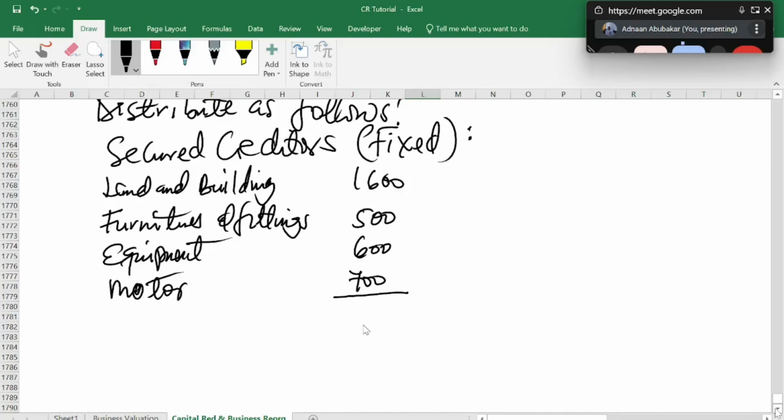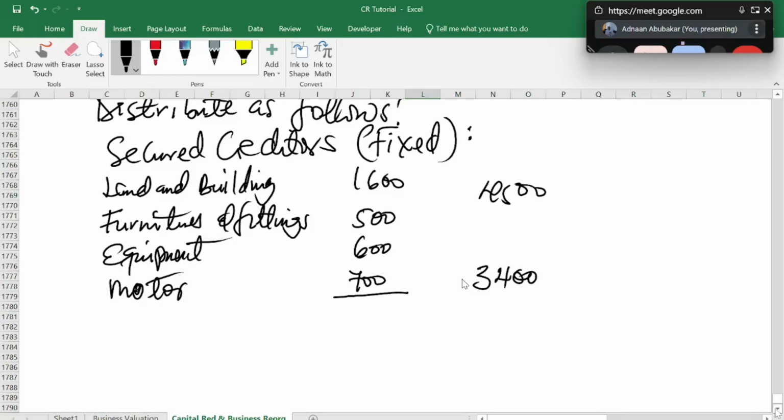Let me go down. 1600 plus 500 plus 600 plus 700 is 3,400. Thank you very much. So we had 3,400. But remember, the secured loan was how much? 4,500. Do you understand, or you've not seen it?